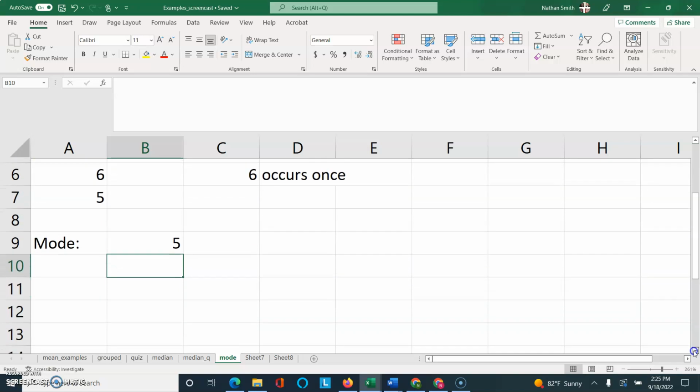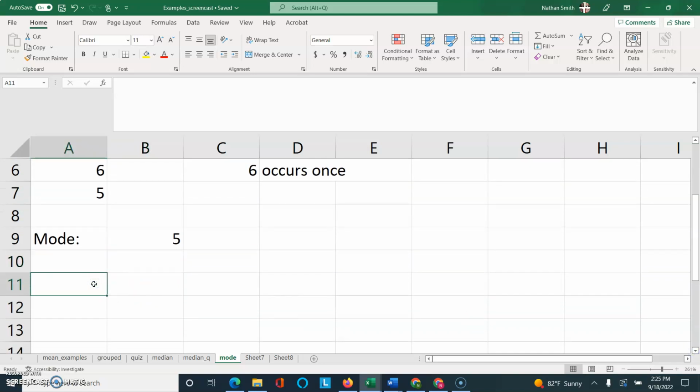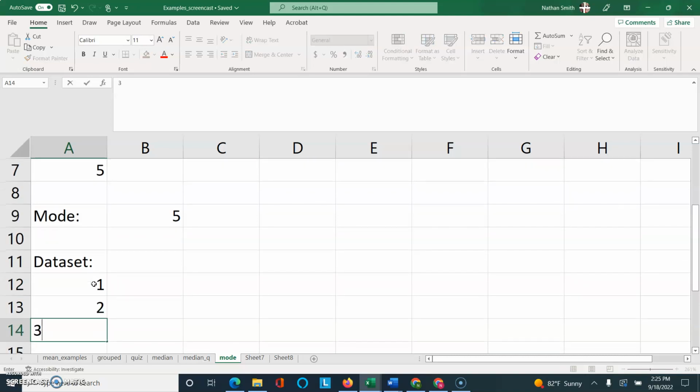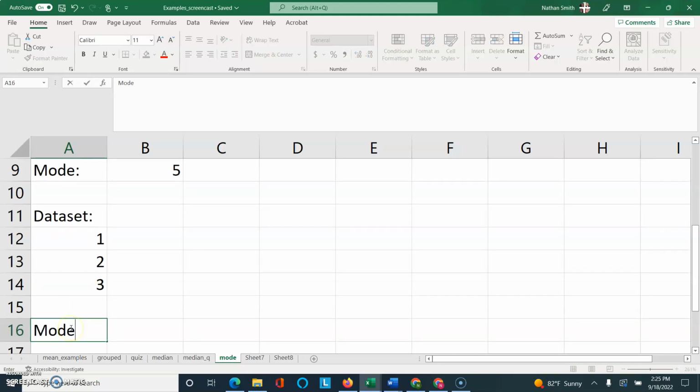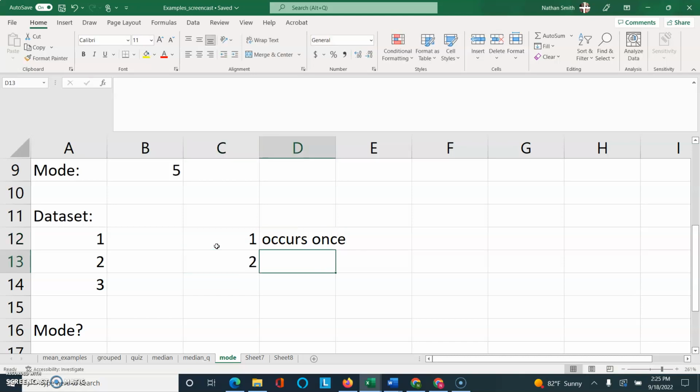Okay, let's take a look at this one. 1, 2, and 3, the world's simplest data set. Okay, what's the mode? Okay, let's go through the practice. You guys might see it already. The 1 occurs once. The value 2 occurs once. And the value 3 occurs once.